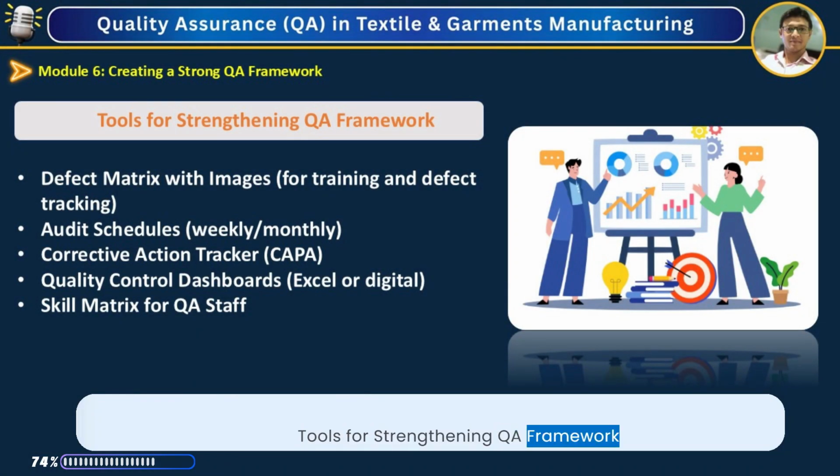Tools for strengthening the QA framework. Defect matrix with images for training and defect tracking. Audit schedules, weekly or monthly. Corrective action tracker (CAPA). Quality control dashboards, Excel or digital. Skill matrix for QA staff.